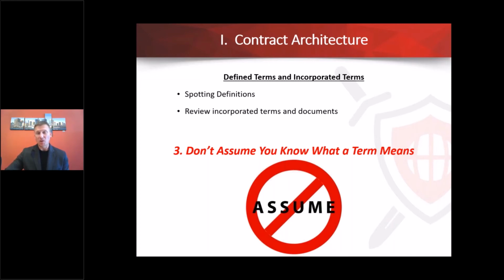So if you're reading a contract and you see something, even something as simple as compensation, you may have multiple forms of compensation in an agreement, or set-offs, or operating expenses. There's a specific way that those terms are defined, and usually you'll see that again if a term is capitalized.